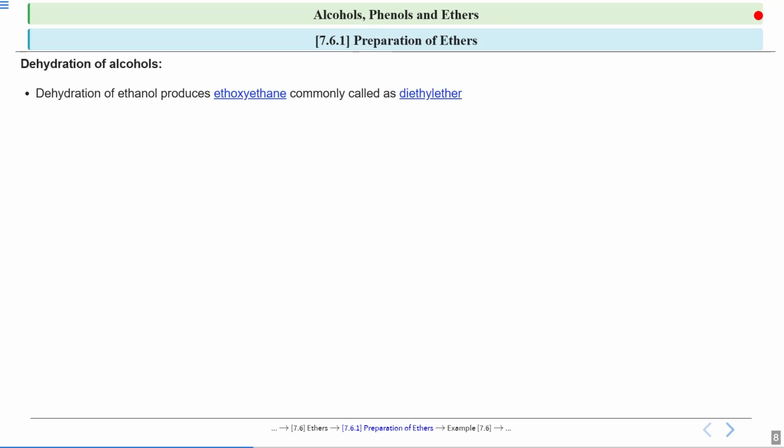Now we will see how from the alcohol we are getting the ether. We will see the mechanism of this. So if you saw, the dehydration of ethanol produces ethoxyethane, which is commonly called diethyl ether. So the common name is diethyl ether and the IUPAC name is ethoxyethane. The IUPAC name is written in the format alkoxyalkane. So it is ethoxyethane and water is released. See, the temperature is less, that is 413 Kelvin, so in this case your ether will be formed.